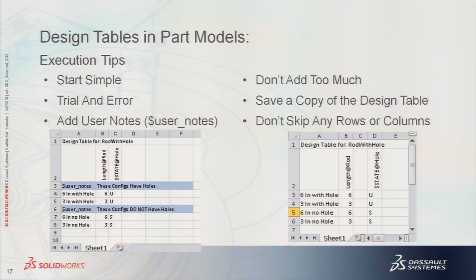And that also applies to the last point over here. Do not skip any rows or columns. As soon as SolidWorks sees an empty row or an empty column, it stops reading. All right? So maybe you want an empty column in there to separate or to add a comment or whatever. You put $user_notes right there as well. So it's basically a comment line either for a row or for a column. And again, it just tells SolidWorks, you don't read this. This is for the humans to make it easier to deal with that table.